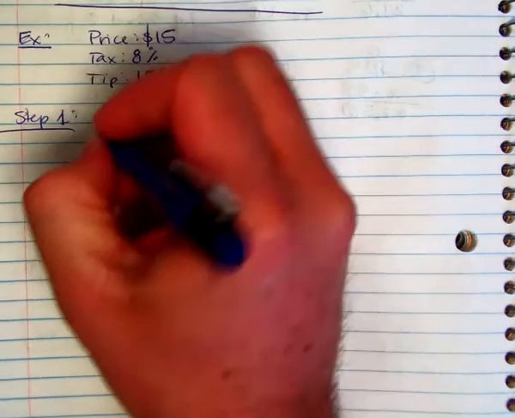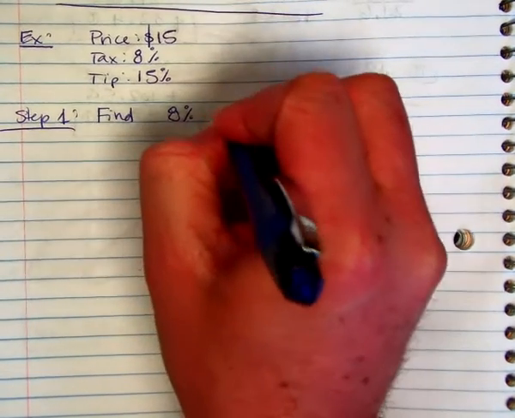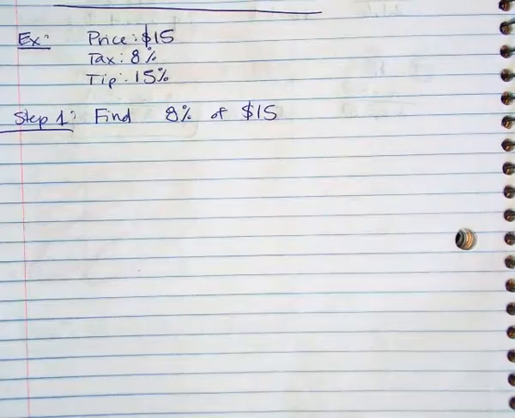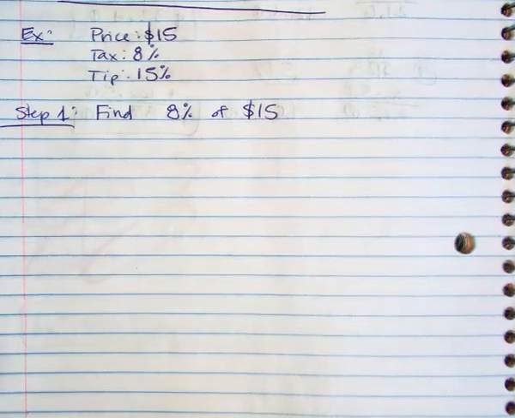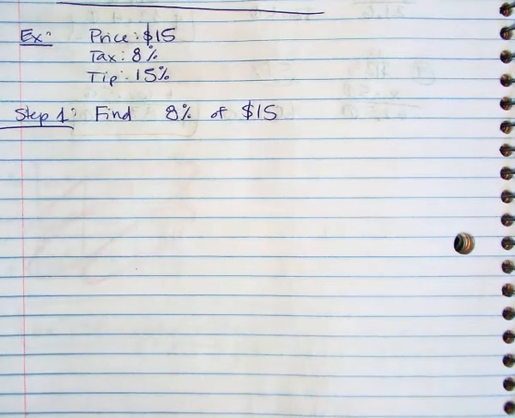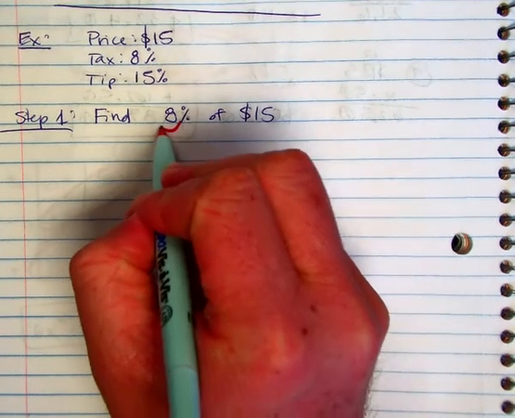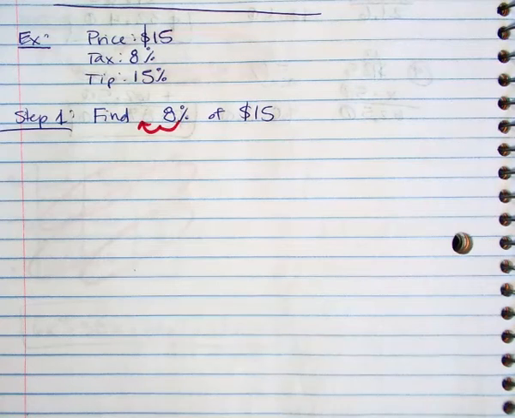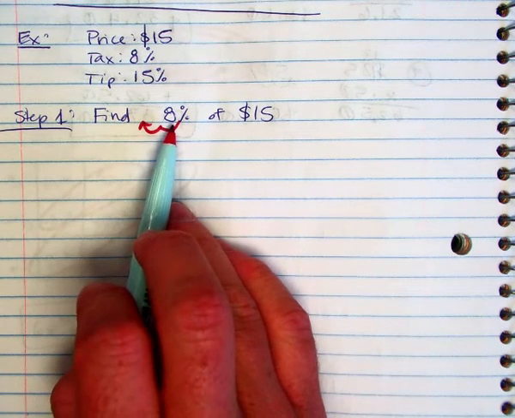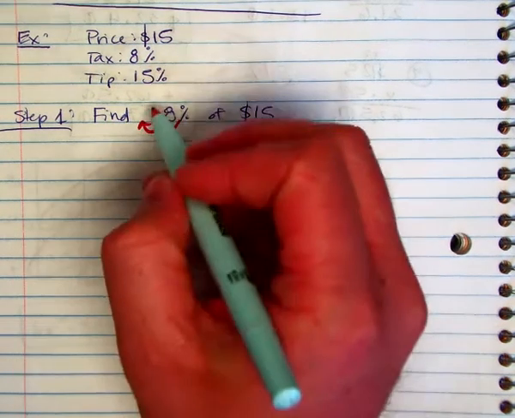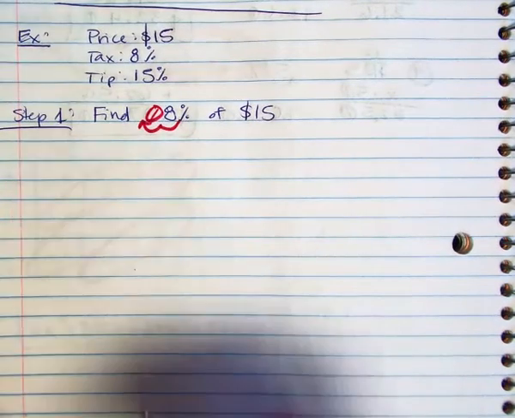Step 1, we will find 8% of $15. The tax is 8%, so let's find that. Let's find what 8% of $15 is. To do this, you will need to move the decimal 2 places. And please do not forget, since 8 is a single-digit number and I moved it 2 places, I need to put a 0 in front of it. So this has become 0.08.